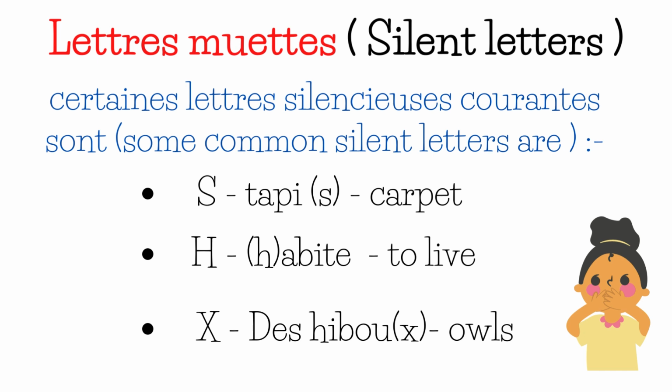For H, habiter, which means to live. Habiter. You can hear that I don't pronounce the letter H. H is a silent letter. For X, des hiboux. Des hiboux, which means owls. When I pronounce the word des, you can hear that I don't pronounce the letter S because S is a silent letter. And for the word hibou, I don't pronounce the letter X because X is a silent letter.